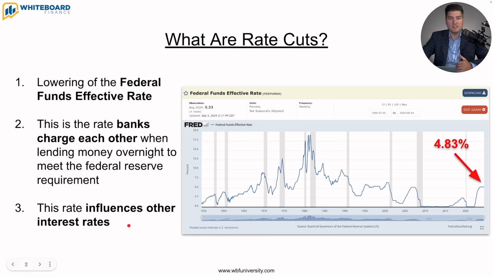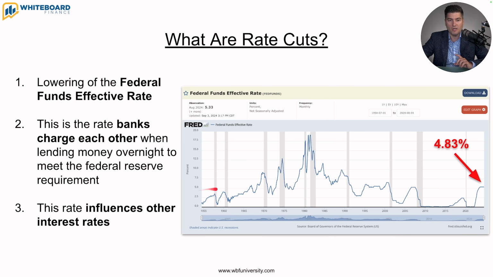So this rate influences other interest rates. As I mentioned, this could be car loans, mortgages, investing for research and development for businesses. It could be small business loans. It could be a bunch of different things. But just think of it as the lever that kind of controls the economy. And we'll get into that in the next slide.